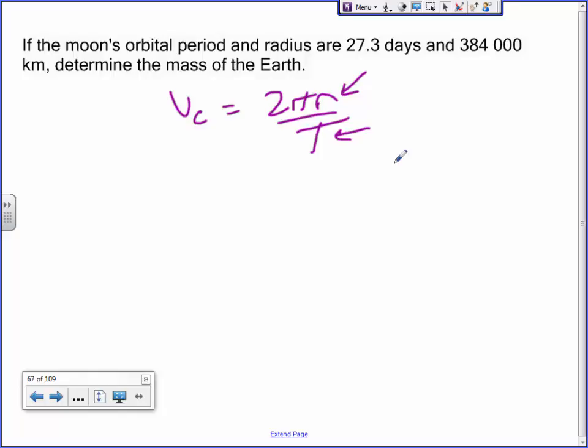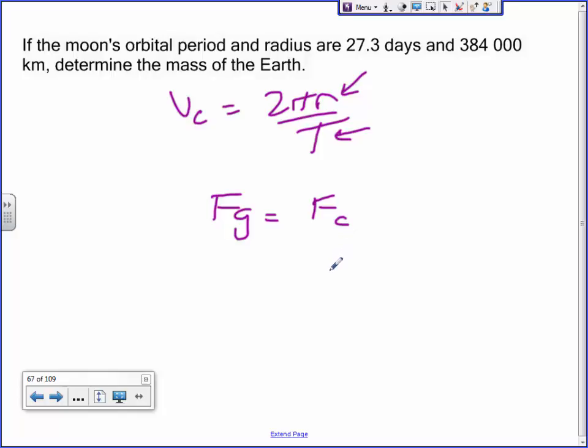Why is the moon going around the Earth? Because of gravity. The force of gravity is why it's going around, and the force of gravity is equal to, well, it'll be a centripetal force, because it's going around in a circle. So we can make our own formula to relate these variables if we need to. We'll make the force of gravity be the centripetal force.